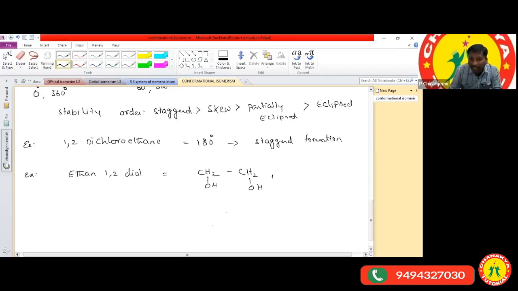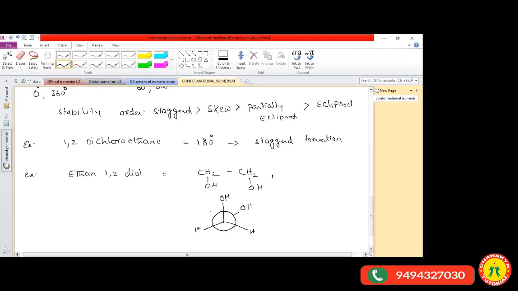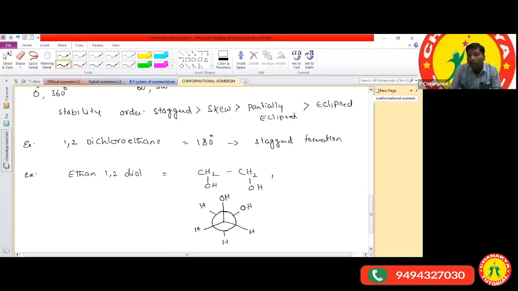Aditi, you tried very well. Actually, we can expect the staggered form to be more stable, because the two OH groups would be present in opposite directions. But in this case, will it be partially eclipsed because O and O have lone pairs? No. Actually, here the skew form is more stable, because we have an intramolecular hydrogen bond.